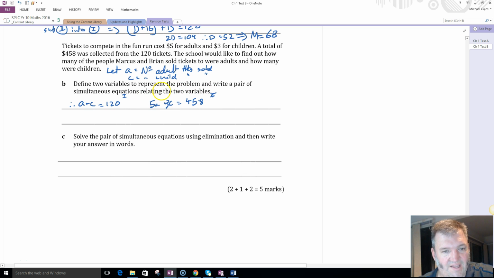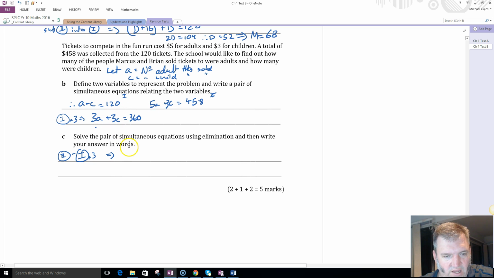They want me to use elimination when you get further down in part C, so let's go ahead and solve that. I'm going to do equation 2, and I'm actually going to get the number of c's to be the same. Let's go with c's. So if I multiply equation 1 by 3, what does that give me? It gives me 3a plus 3c equals 360. So, doing subtraction, equation 2 minus equation 1 times 3. What does that give me?